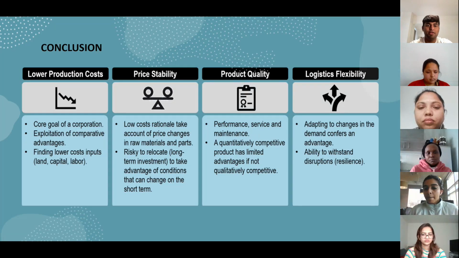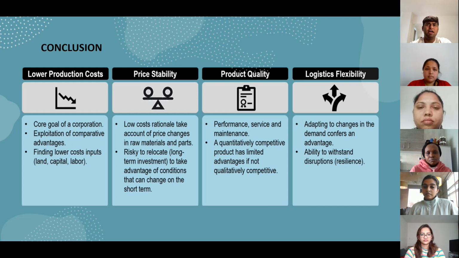For conclusion, lower production cost is one of the core goals of a corporation, through exploitation of comparative advantage and finding lower cost inputs. A standard approach is going into international markets, which can reduce input costs such as labor or grant access to a broader pool of resources. Price stability, low cost relocation take account of price changes in raw materials and parts. Risk of relocating long-term investment to take advantage of conditions that can change in the short term.